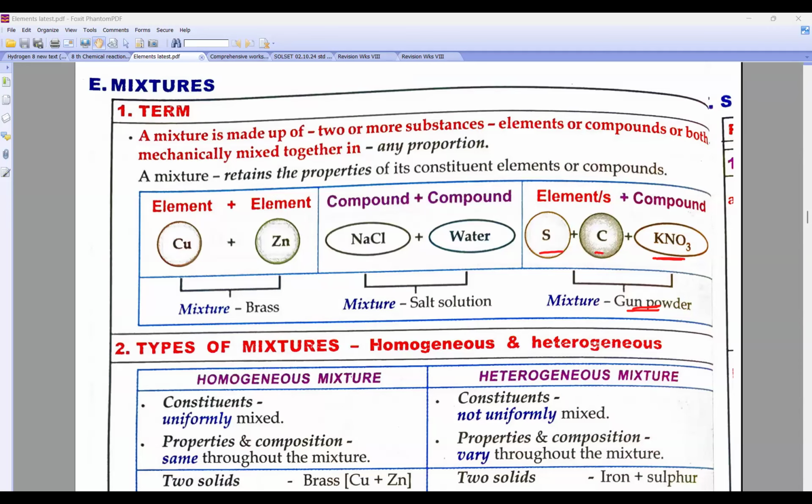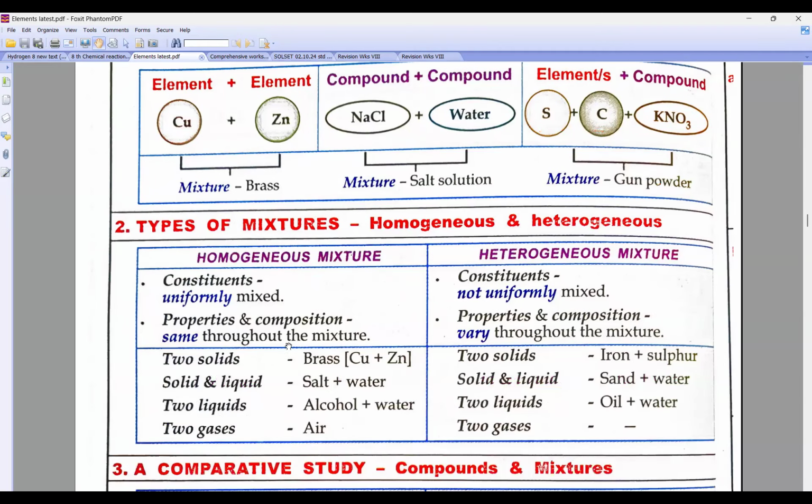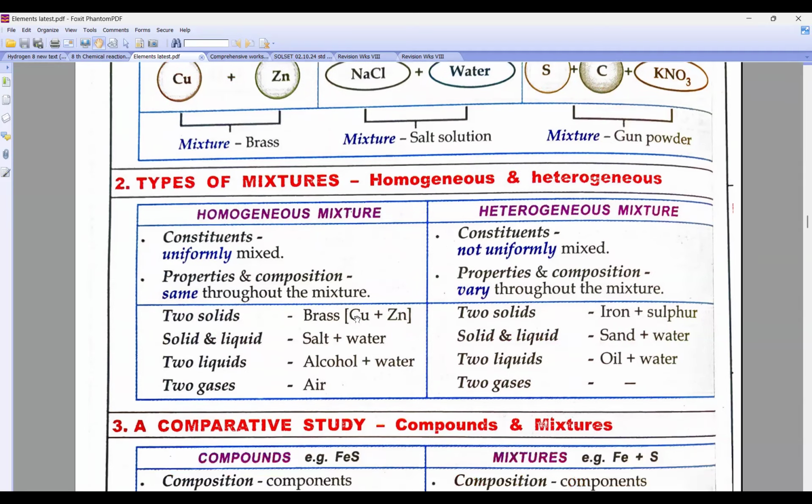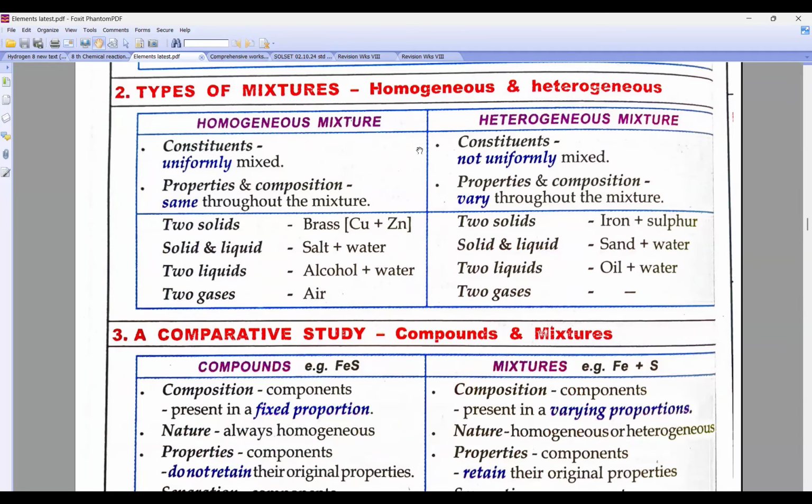Now, mixtures are of two types, homogeneous and heterogeneous. Homo means what? Salt, if you add into water, you will get a clear solution, single phase, homogeneous. But if you add sand in water, the sand will be there and the water will be there. So that is heterogeneous. You can see different phases. So sand and water.